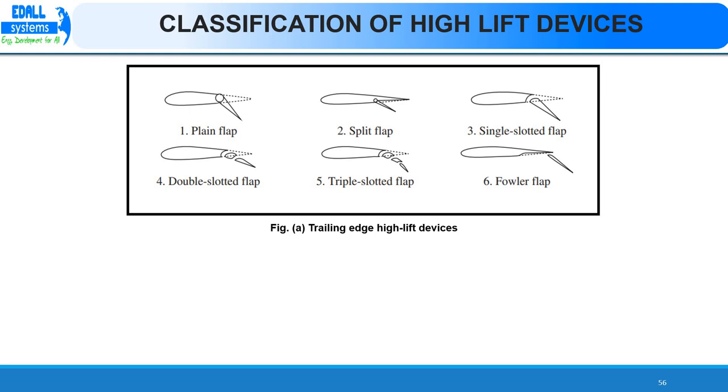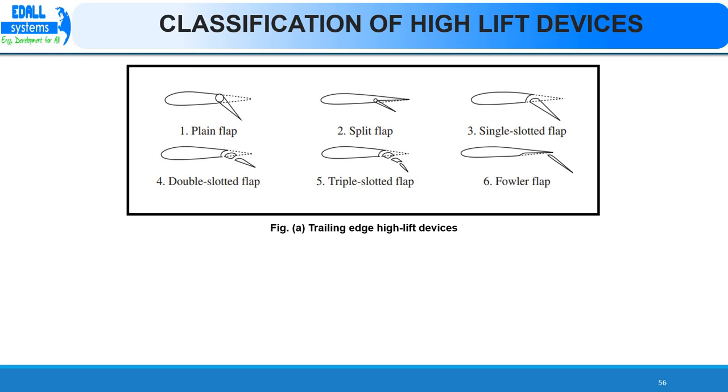The second one is split flap. In split flap, only the bottom surface of the flap is hinged so that the flap can be rotated downwards. This flap performs almost the same function as plain flap. Due to high drag generation by split flap, these are rarely used on modern aircraft.